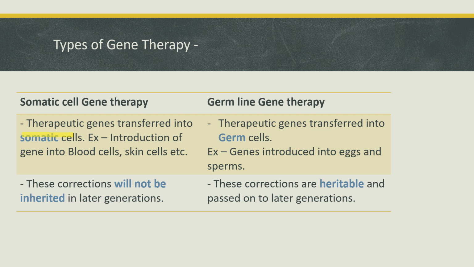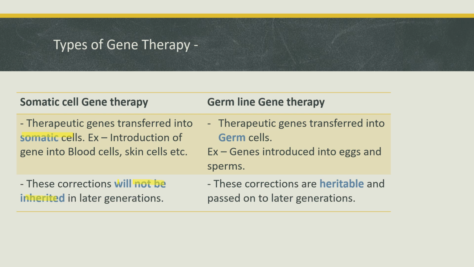As these cells are not involved in reproduction, obviously the corrections made in genes of somatic cells of any individual will not be inherited in later generations. So here you can see, corrections made in somatic cells will not be inherited in later generations. If we talk about germline gene therapy, here genes are introduced into the germ cells.